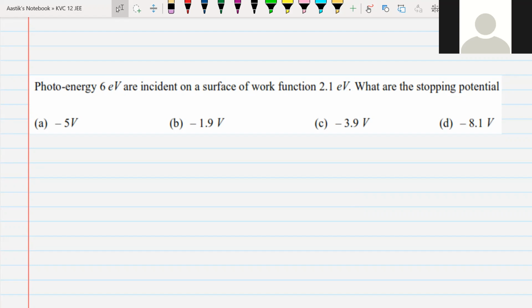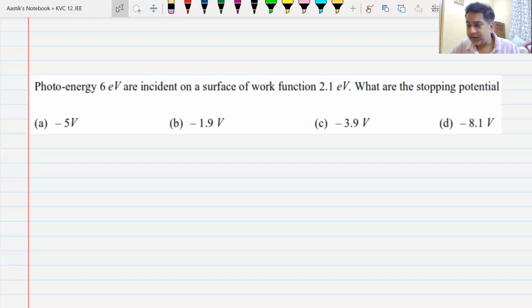Option C, sir. That is correct. How did we get it? It's very simple. You just have to use the correct formula in the correct sense.